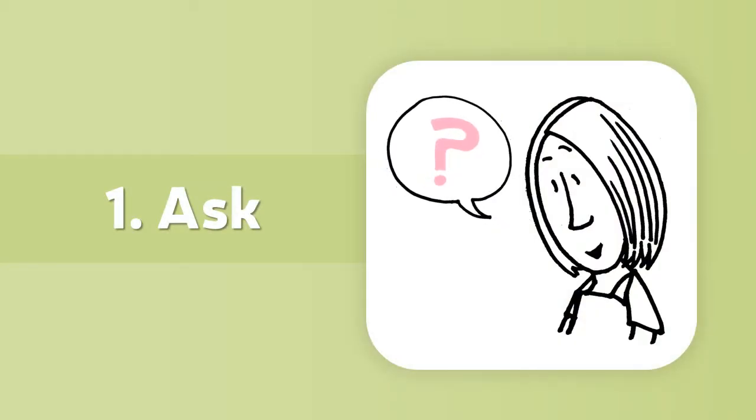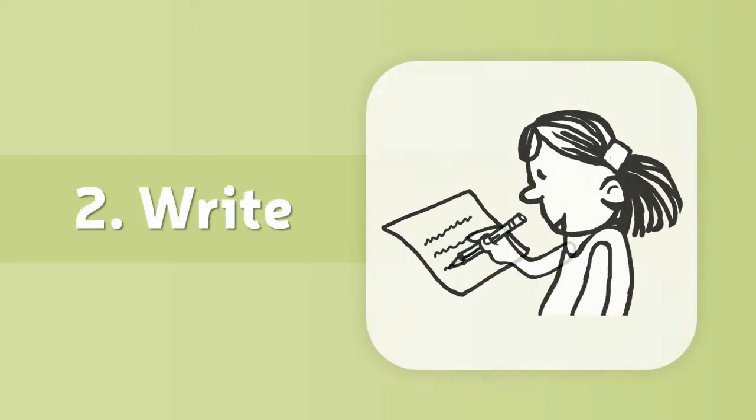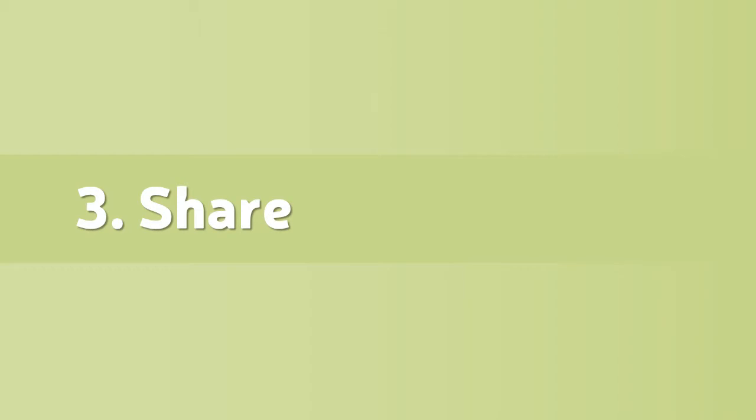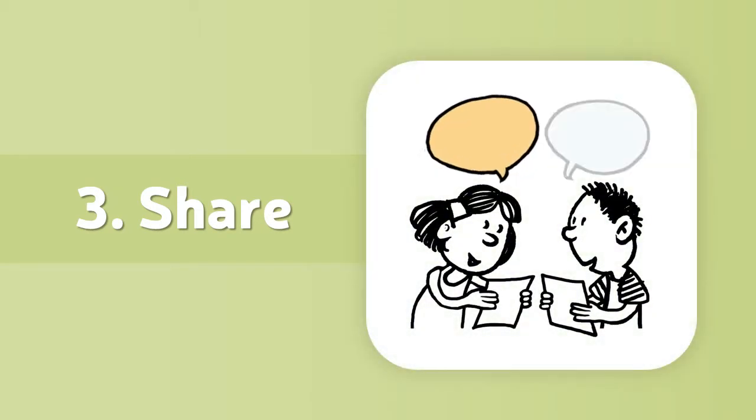The first step is to ask. You ask the students a question about what they have learned in the lesson. The second step is to write. The students take a few minutes to write their answers. The third step is to share. The students share their answers with each other.